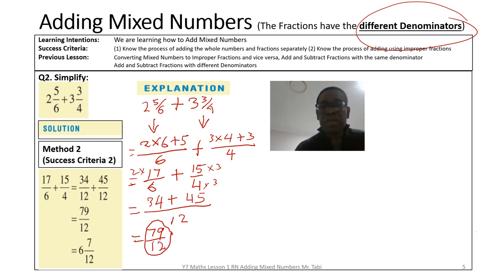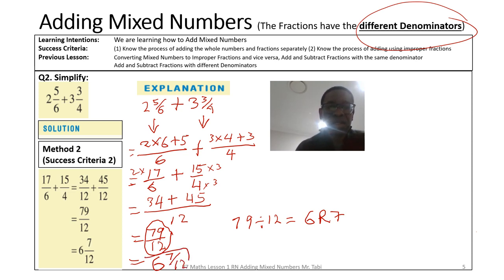So like we've been doing before, you do next 79 divided by 12. And if we do that, this gives us 6 remaining 7, and so our final answer is 6, 7 over 12. 6, 7 over 12 is our final answer.